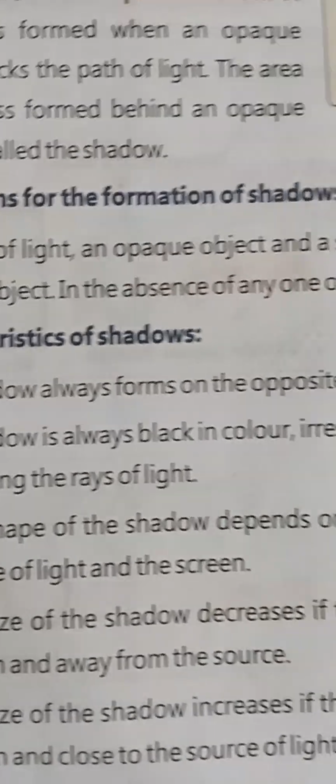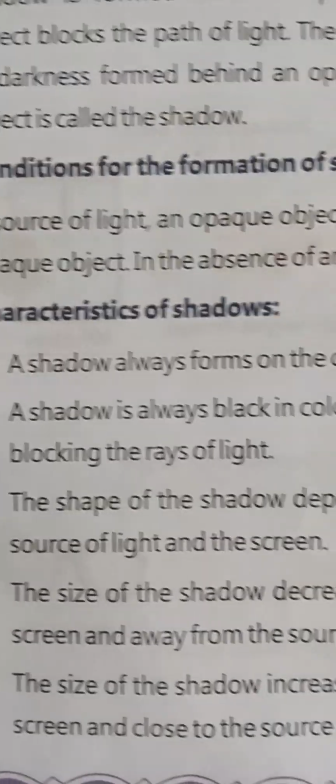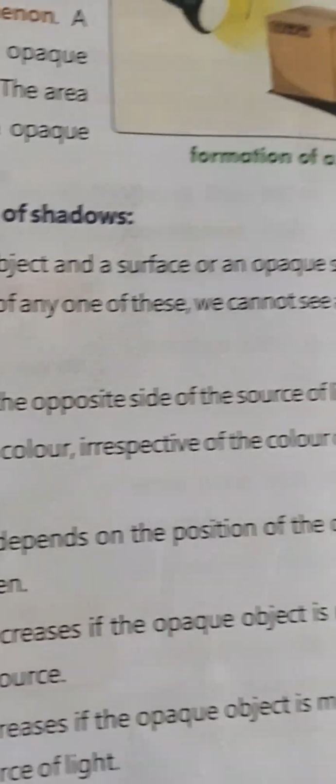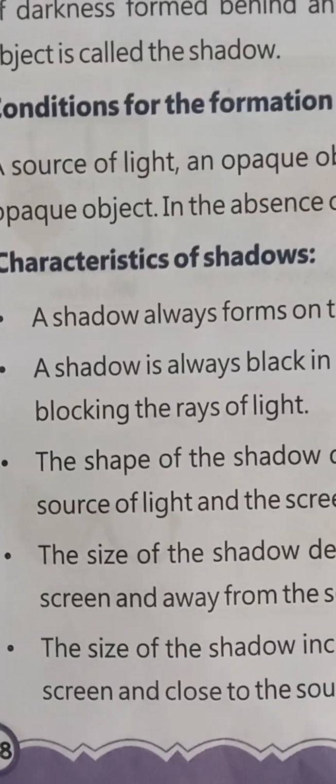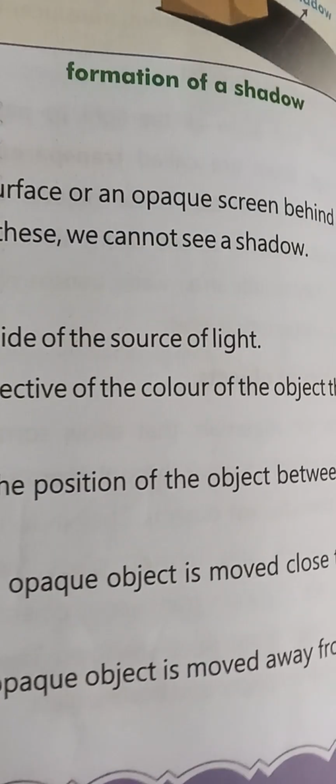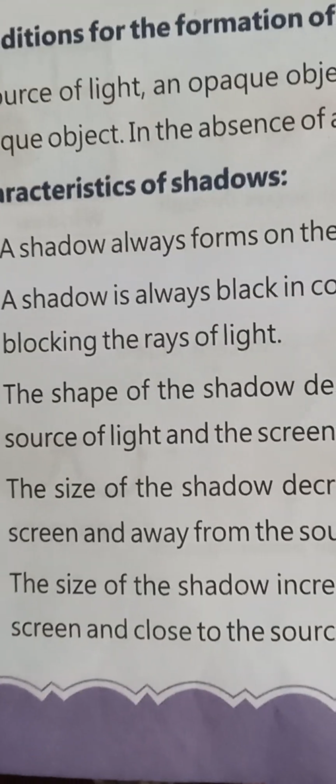Characteristics of a shadow: a shadow always forms on the opposite side of the source of light. A shadow is always black in color, irrespective of the color of the object that blocks the rays of light. The shape of the shadow depends on the position of the object between the source of light and the screen.